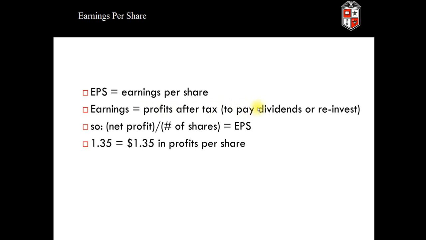So what companies can then do is take these earnings and either use them to pay dividends or to reinvest back in the company. So we can take this earnings or net profit and divide it by the number of shares. That gives us our earnings per share. This number tells us for each individual share of stock, how much is that one individual share of stock earning. So if we see an earnings per share of $1.35, that means our one share of stock earned $1.35 in profits.